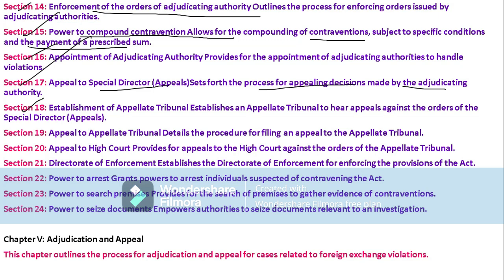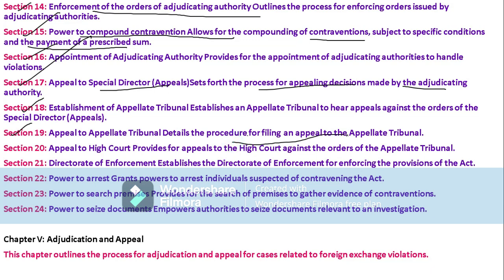As I said before, if the authorized person is not satisfied with the judgment given by the director general, then he can go for the appeal. Appeal means he can go to the appellate tribunal, where there will be a special director. Now coming to section 19, it deals with appeal to appellate tribunal, meaning the procedure for filing an appeal.